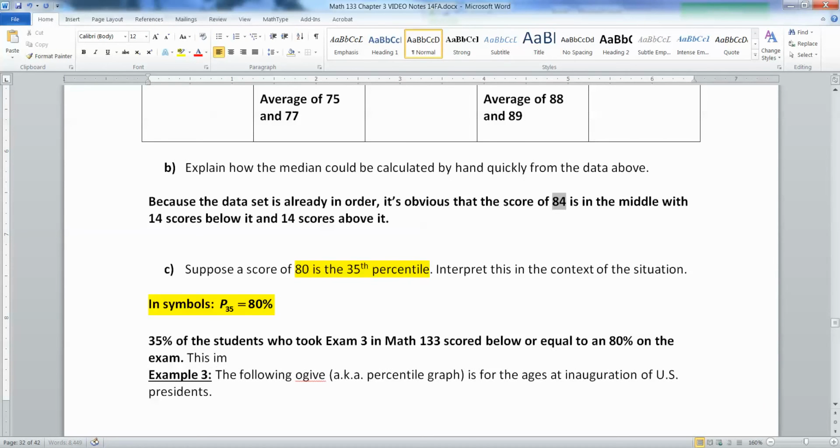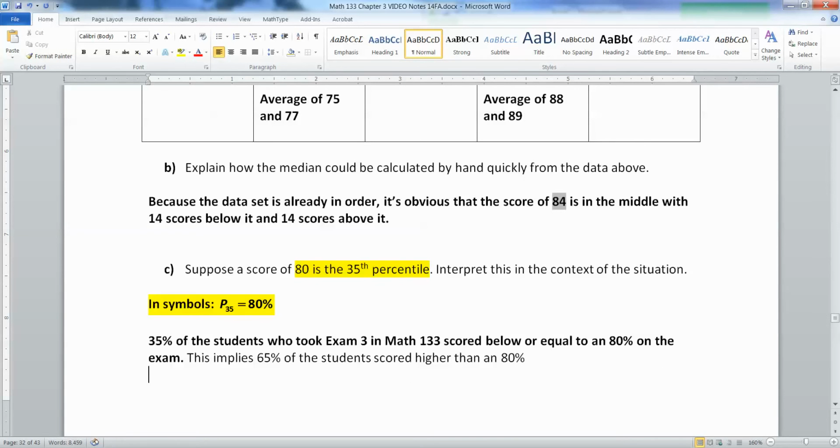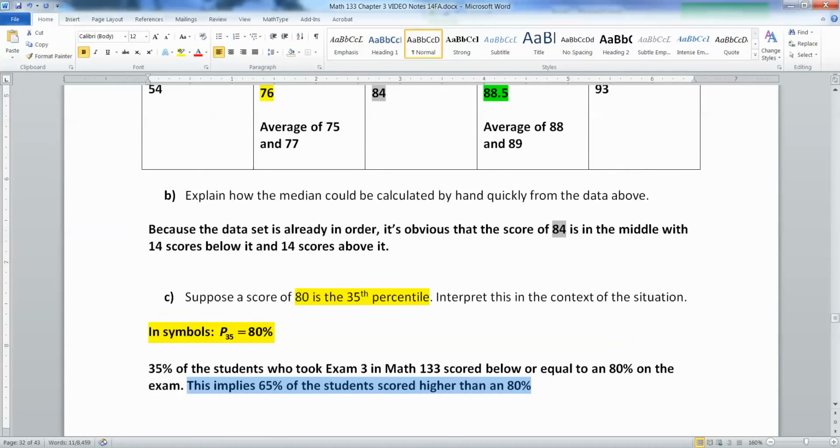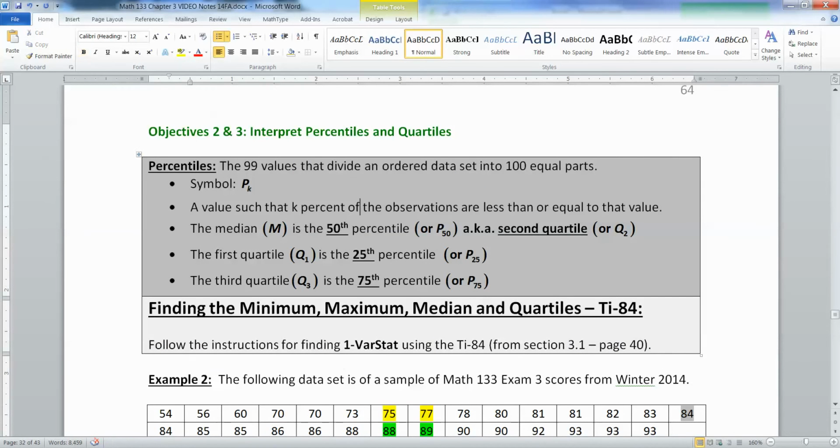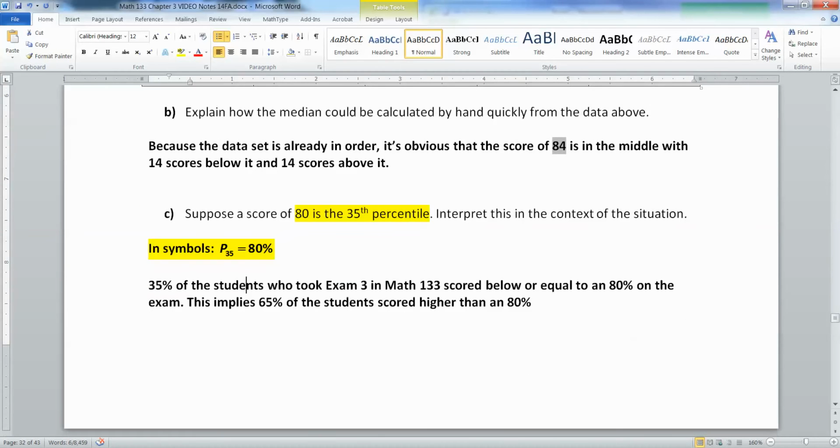This implies 65% of the students scored higher than an 80. 80 itself counts in the 35th percentile by the definition up here. It says that K% of the observations are less than or equal to that value. So 35% are less than or equal to 80, so that means 65% are higher than 80, so 81 or higher.